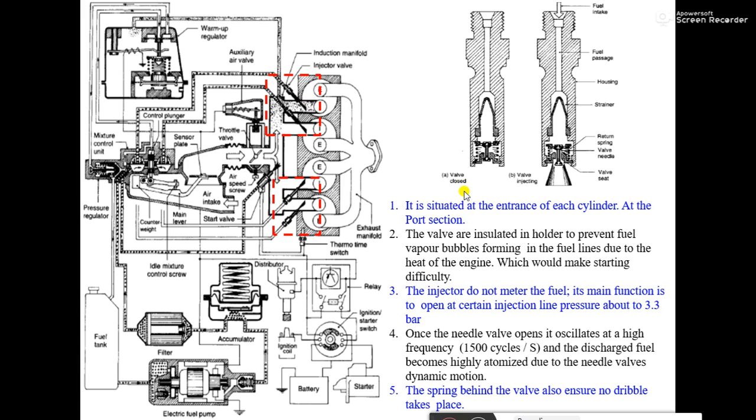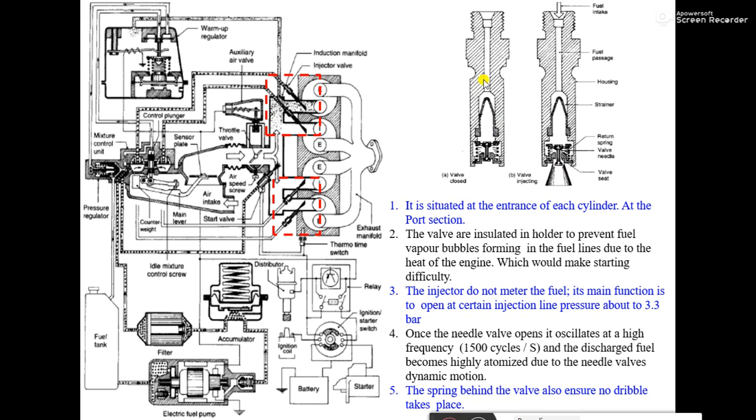Okay, the valves are insulated in the holder to prevent fuel vapor bubbles forming in the fuel line due to the heat of the engine, which will make the starting difficult. So ये जो इंजेक्टर है it is insulated properly, because of the heat regulation, due to the conduction of the heat, whatever the pressure present below this valve. This is a valve. Okay, यहाँ ये valve अंदर सीट पे properly rest है, in this position ये valve सीट से लिफ्ट हुआ है और fuel injection start हुआ है.